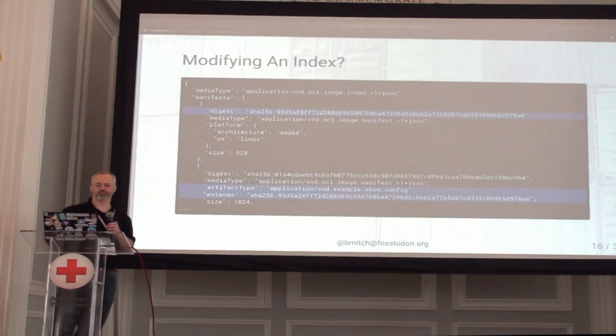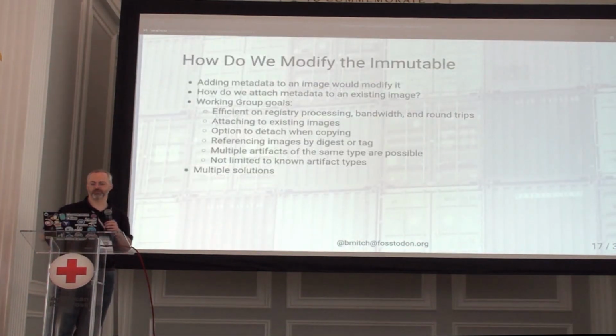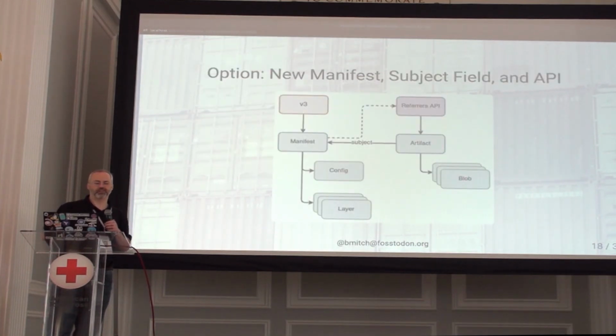And we looked at different ways of doing it. I will skip through some of the boring ways of doing it, some of the problems we looked at. We did have a few different proposals. Some of those proposals were to say, let's make a whole new kind of manifest. Let's have a new API that links that new manifest so we can query to see everything.